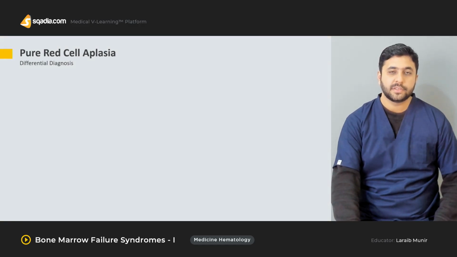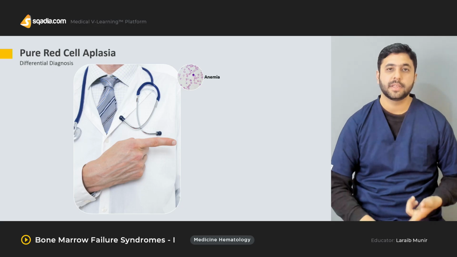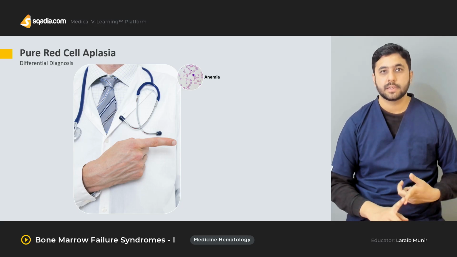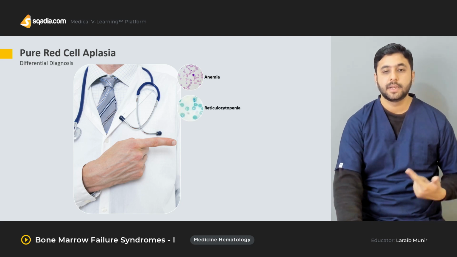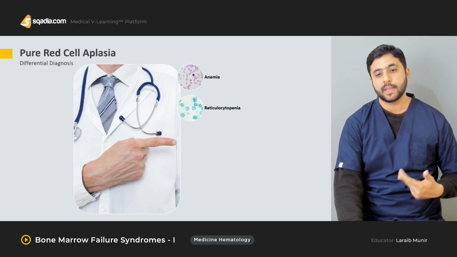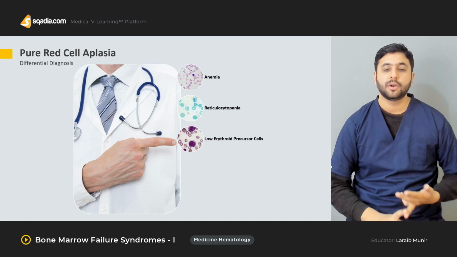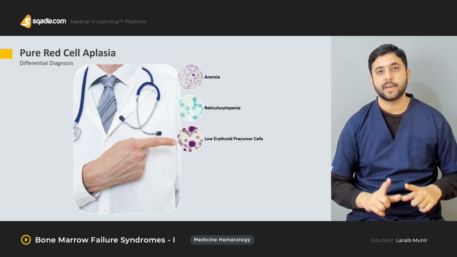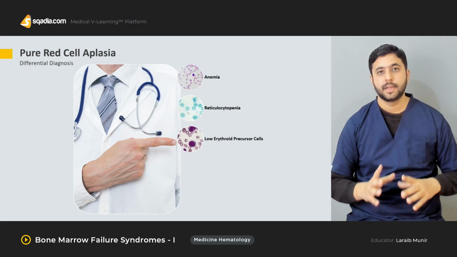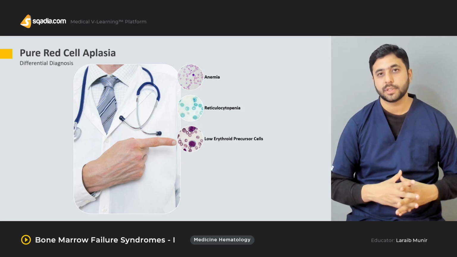Finally, let's look at the differential diagnosis of RBC aplasia. If we have an RBC problem, what other disorders can present with RBC aplasia? Different types of anemias can have the same picture, and we have to evaluate the patient on the basis of the other signs and symptoms. Reticulocytopenia can be there, and this needs to be differentiated from a pure RBC aplasia. Then there can be low erythroid precursor cells because of any bone marrow abnormality, and we have to differentiate whether this erythrocyte precursor cell problem is pure red cell aplasia or certain other hematological problem.